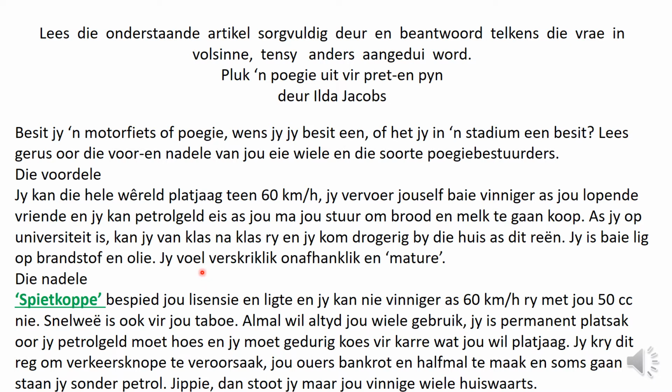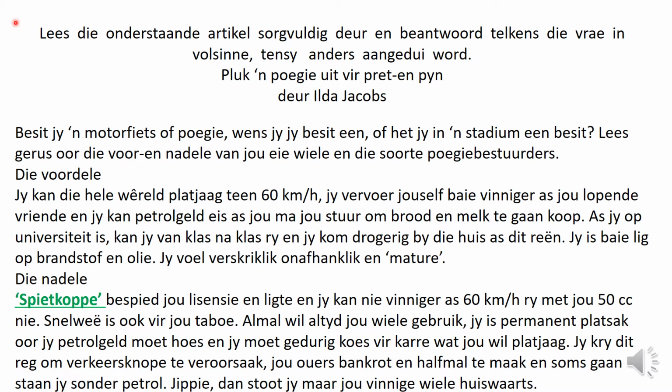So it says, "Speedkoppe bespied jou lisensie en ligte en jy kan nie vinniger as 60 km/h ry met jou 50cc nie." Okay, so we know now that a lisensie is a license. Okay, so it has something to do with a license. So even in this sentence, "speedkoppe bespied jou lisensie." Okay, so that could be a possible answer.